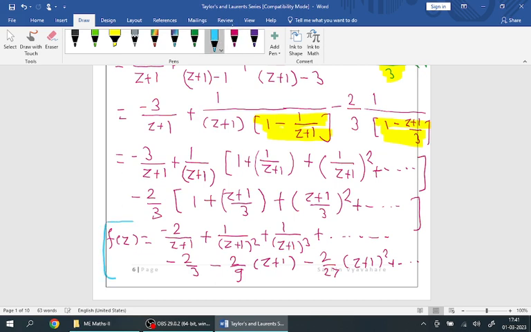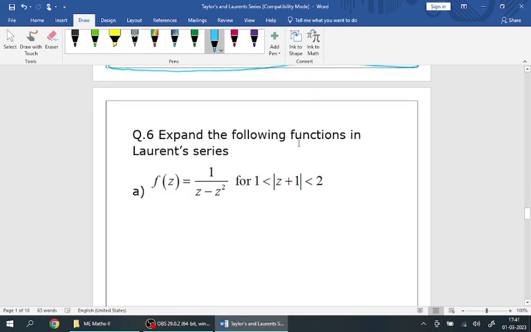So the final answer of f(z), which is in series form, is the series we got in the powers of Z plus 1. So this is a power series of Z plus 1. And this is again a Laurent series because negative powers of Z plus 1 appeared there. So it is a Laurent series about the point Z equal to minus 1. That is the end of the question over the given region. Mainly, if the region changes, the series will change. Okay, region of convergence is always important.